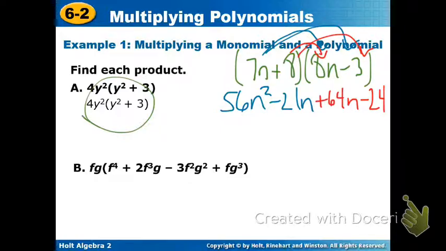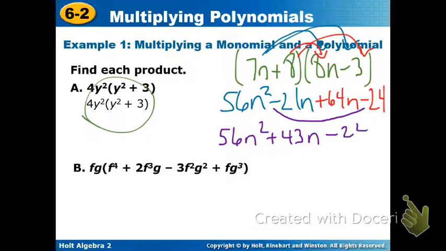Okay, so 56n squared stays as is. If you combine the n's, the negative 21 and the positive 64, what do you get? 43n. Minus 24. And that's your final answer. Yeah. Okay.